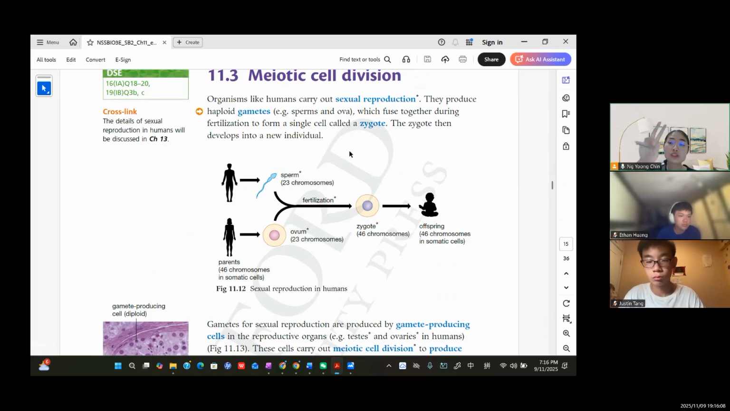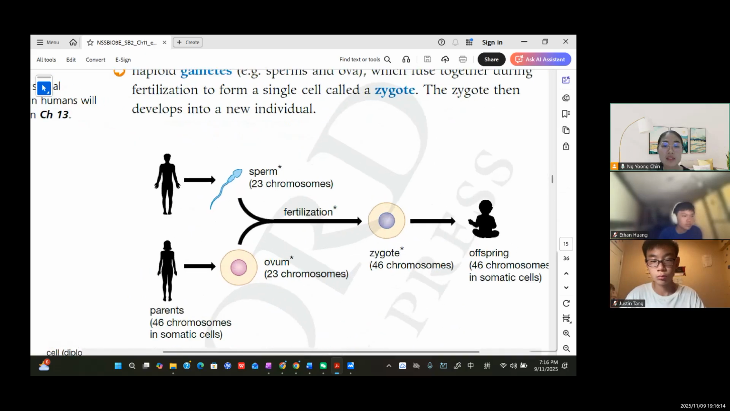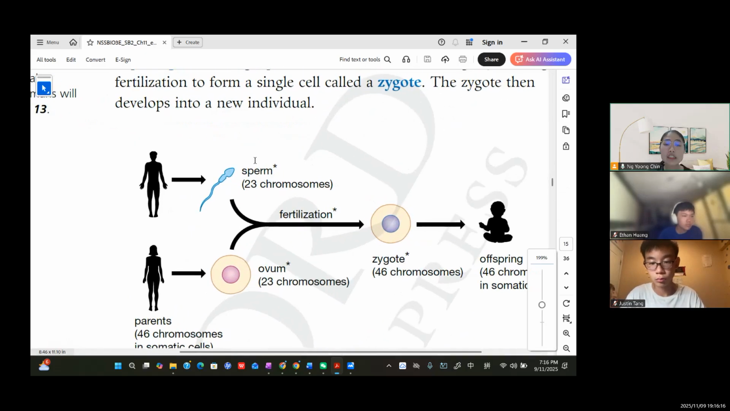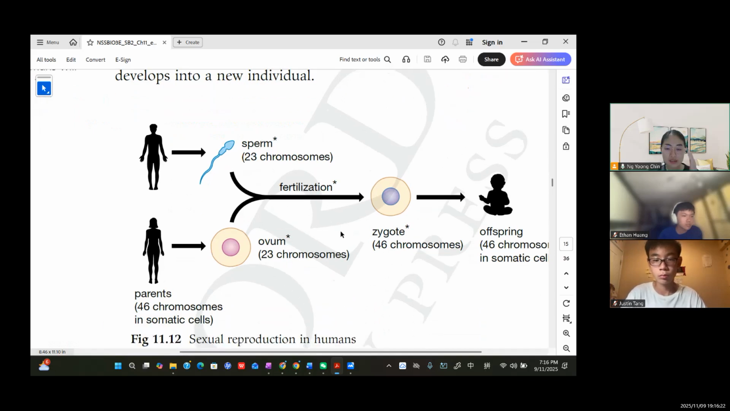Yeah, so these cells are the product of meiosis. Why do they need to undergo meiosis? Because you can see there will be the sperm and the ovum. Each gamete cell will have 23 chromosomes. So in order to restore the diploid number of chromosomes, they need to halve them. I mean, they need to divide the chromosomes into half the number.